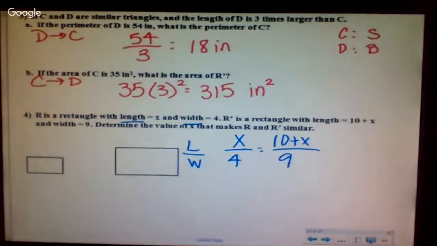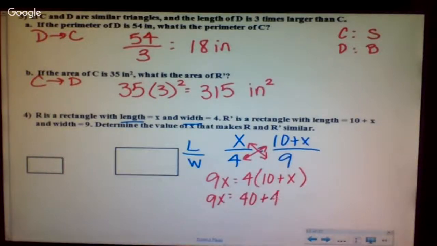Cross multiply. Right. So 9 and X is 9x, and 4 times 10 plus X is 40 plus 4x. You can skip this step if you're good with just 4 times 10 and 4 times X. If you need to see this step so you don't mess it up, write it in. It's 40 plus 4x, right? Yes. So it comes out to be 40 plus 4x, and you subtract 4x.